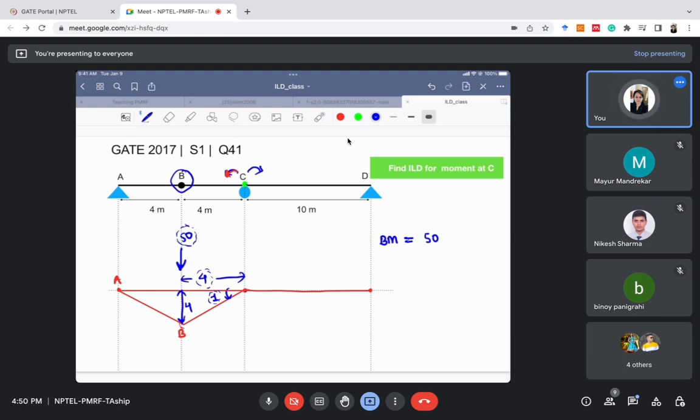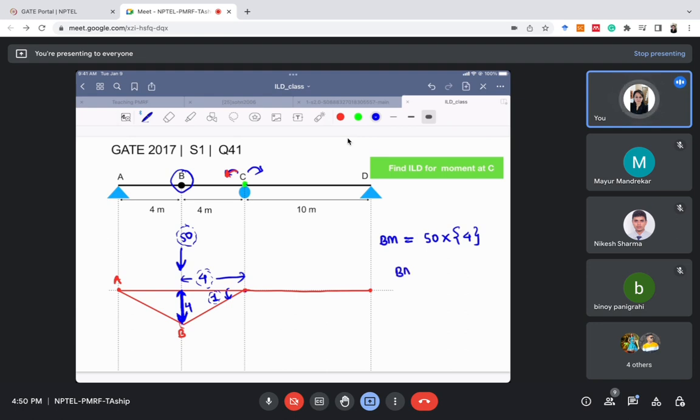So if I'm keeping this load at this point, because the magnitude of this ordinate at B is maximum, I have to keep the load at that point to get the maximum bending moment. So I'll keep this load at B, and whatever the value will be, 50 multiplied by the ordinate at that point. The ordinate at point B is 4. Ordinate of this ILD at B is 4.